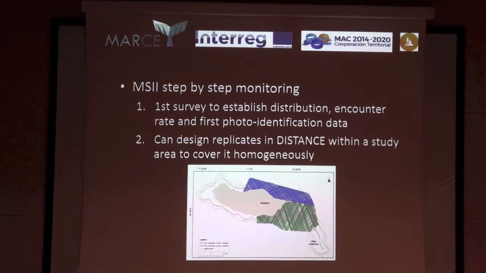Okay, so here's an example that we have done for the project Mystic Seas 2, which is a step-by-step monitoring to try to understand and come up with strong and easily replicable ways of doing these occasions. So first, during the first years, there were surveys to establish the distribution and encounter rate, and to collect the first photo identification data of some of the key species around here.